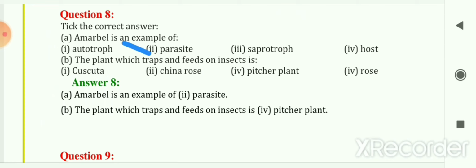The next is the plant which traps and feeds on insects is option A, Cuscuta, B, China rose, C, pitcher plant or D, rose. So your answer will be pitcher plant.